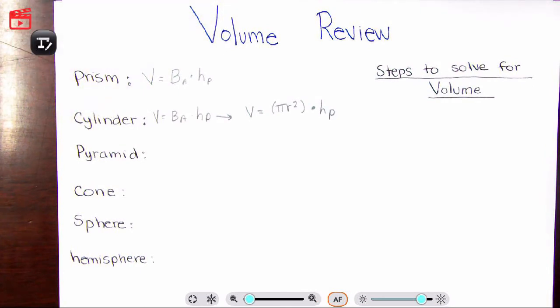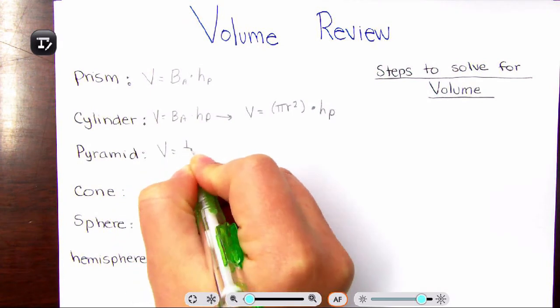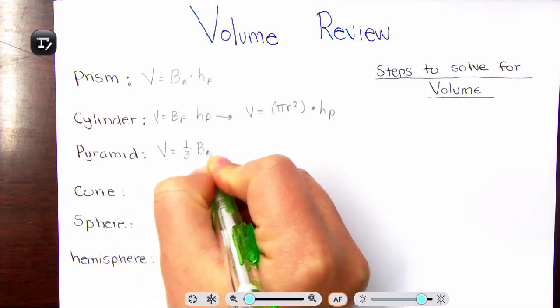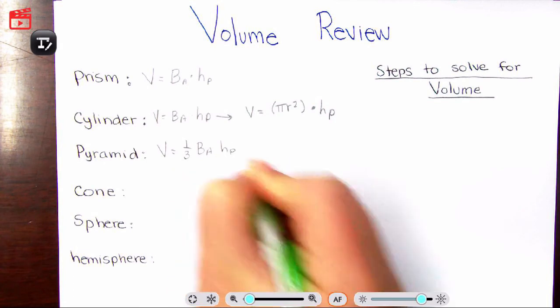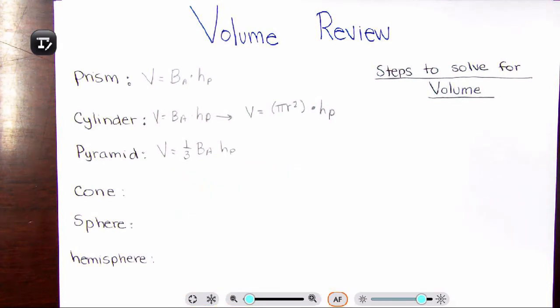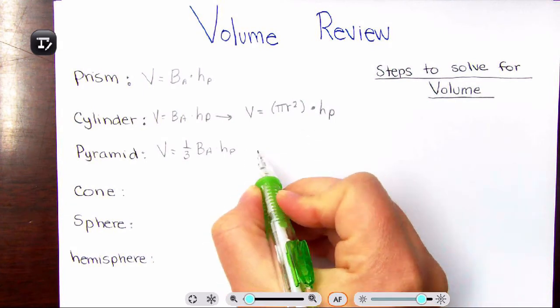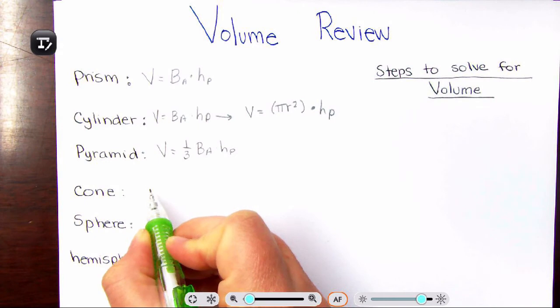All right, next we have pyramid. The formula for the pyramid is 1/3 times the area of the base times the height of the pyramid. Now remember, pyramid height, you want it perpendicular to the base and going all the way up to the vertex, not the slant height.